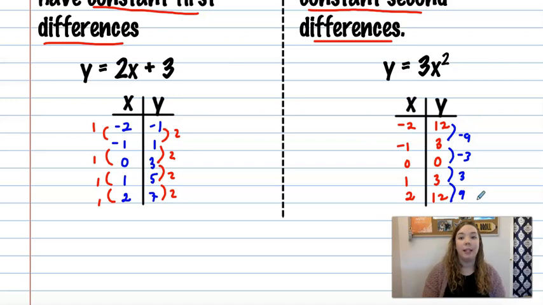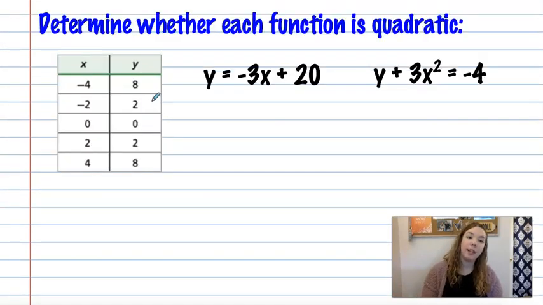If I do that again, though, from -9 to -3, that's +6, +6, and +6. And now the second time I do it, they're constant. So that's how we can check if we have a table, if they are quadratic or linear. So now we're going to do a couple examples. So in this case, I have a table. So let's check and see our first and second differences to see if it's linear or quadratic.